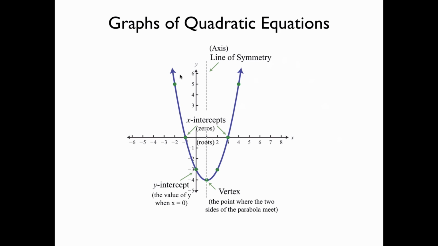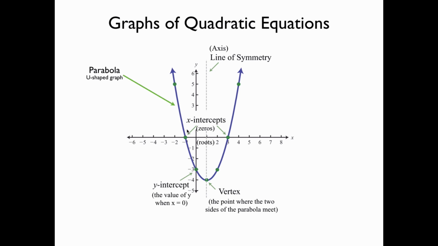Now, this is a special type of function called a quadratic function. And quadratic functions, when graphed, have this funny little shape, looks like a U, and this is called a parabola. It is a U-shaped graph. And there are some key features of a parabola that you need to be aware of.